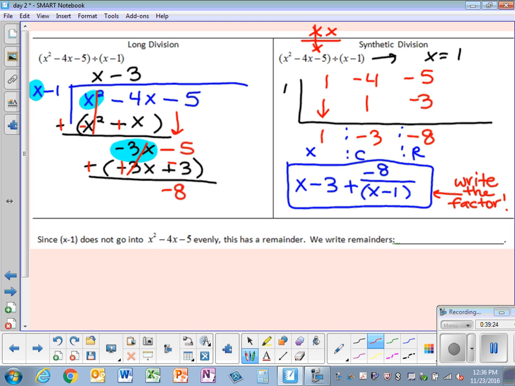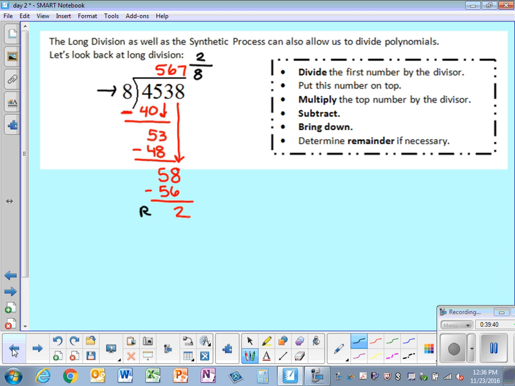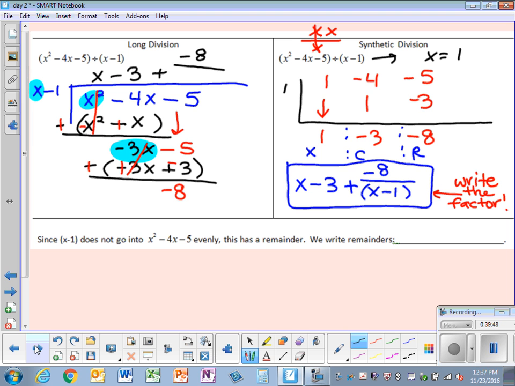So if this is your remainder, well, then now you're going to go up here, and you're going to say, okay, well, then plus whatever your remainder is, divided by this remainder over your divisor. Oh, I see. Divided by x minus 1. Right? Which was your divisor. And then if you look, well, then that's the same thing as the synthetic. Okay?